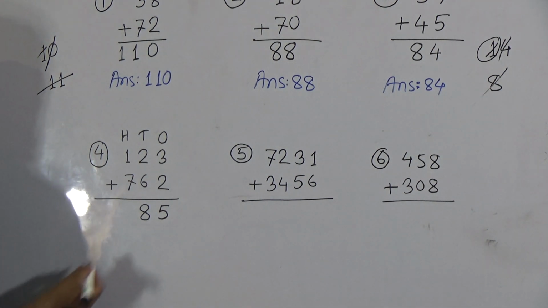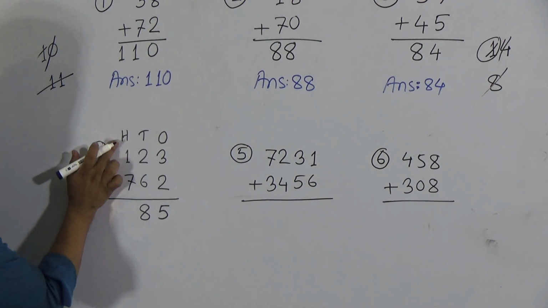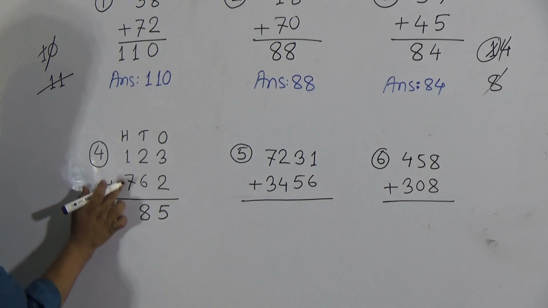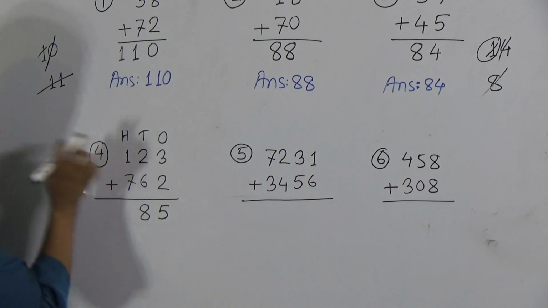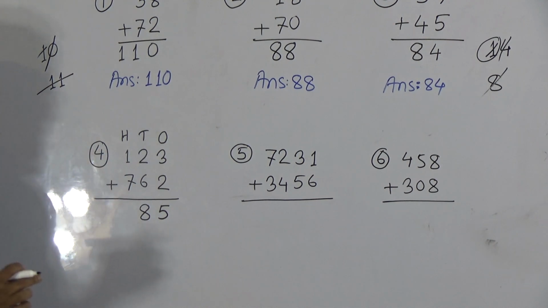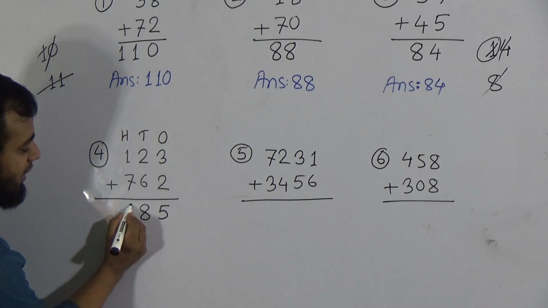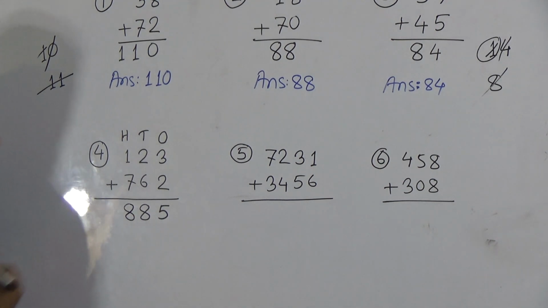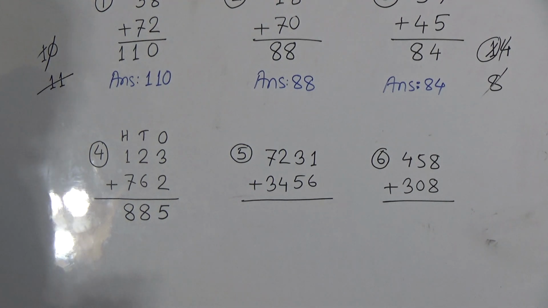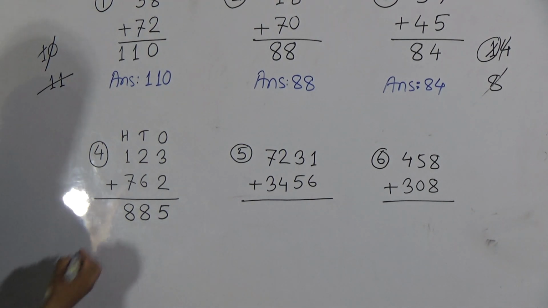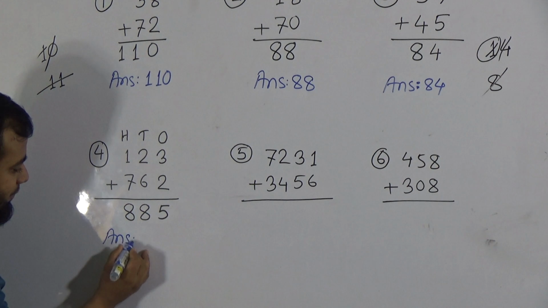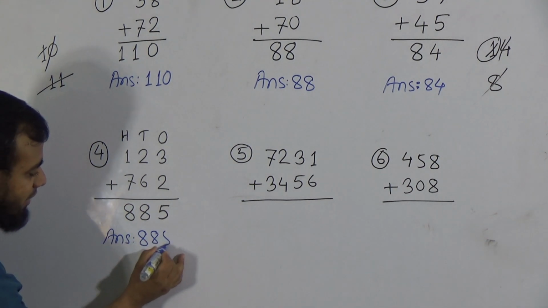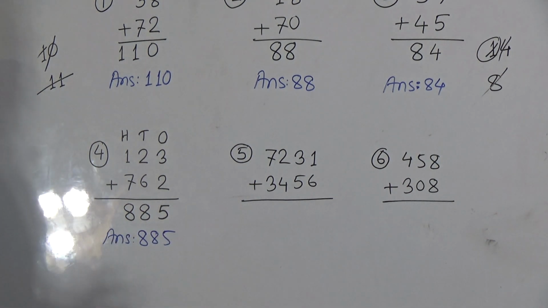Then we should add the highest place value, it is a hundreds place. We should add 7 with 1. If we add 7 with 1, we'll get again 8. 8 will be here because it is a single digit number, we can write down directly here, okay? So 885 is our answer. Our answer is 885. Now question number 5.